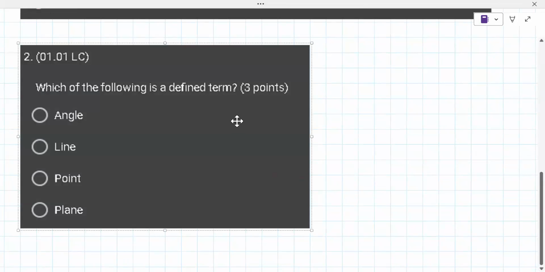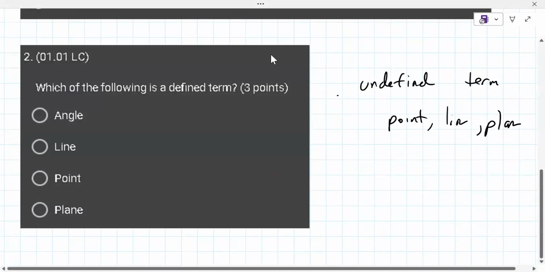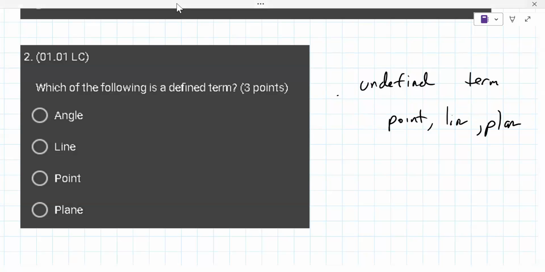All right. Which of the following is a defined term? In a previous lesson, I said you have to know how to look this stuff up. An undefined term is a point, a line, and a plane. So which of these must be defined? Angle. So sometimes you have to go with what is not, and decide which one it is.